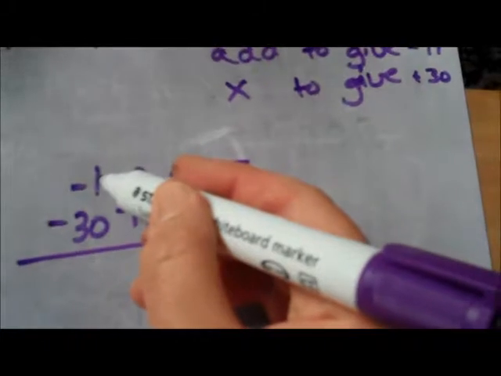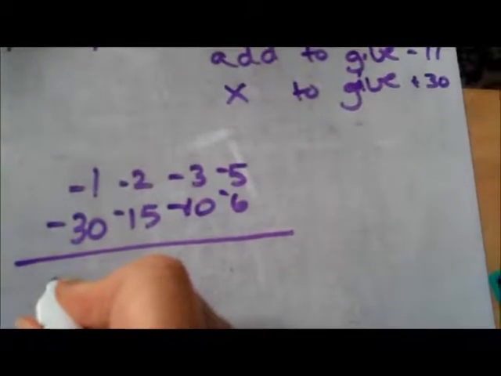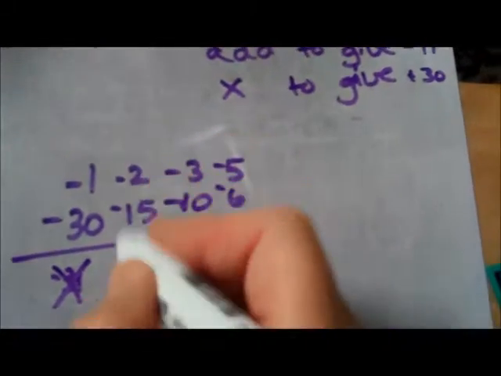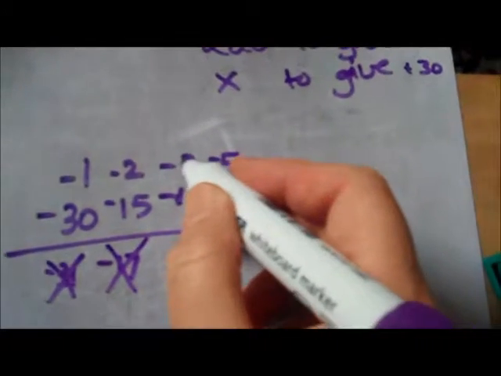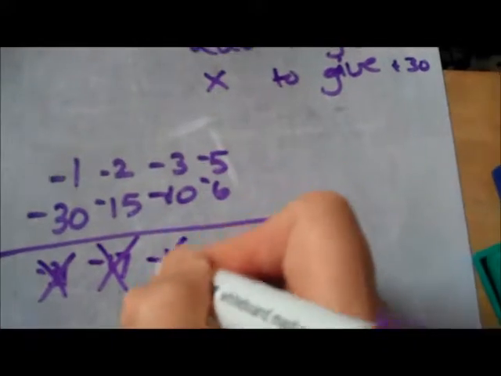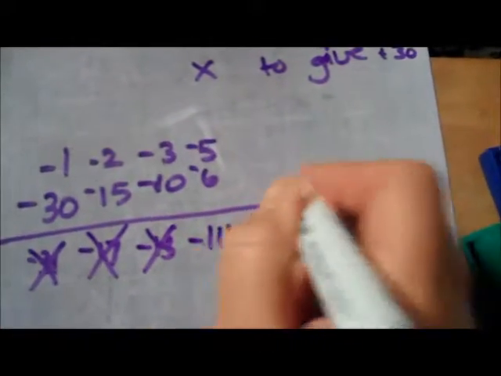So when I add these two together, minus 1 and minus 30, minus 31, it's not that one. Minus 2 minus 15 is minus 17, it's not that one. Minus 3 minus 10, when I add that together I get minus 13, it's not that one. Minus 5 and minus 6 is minus 11, it's that one.